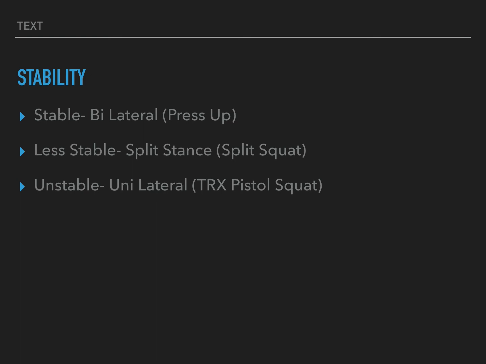So again, without looking like a tool in the gym, think of different ways of progressing a single exercise through stability. And this more or less comes from doing bilateral movements, so movements where you're using both arms or both legs, to going to a less stable split stance, like your split squats, to then going on to single leg work, which you'll see there as your pistol squats.